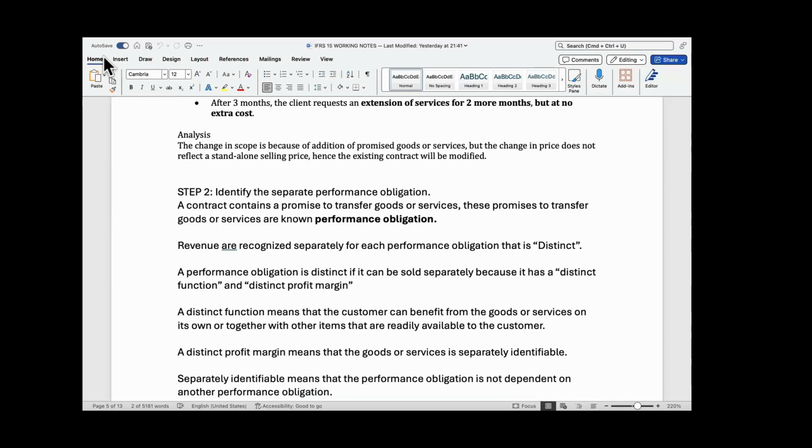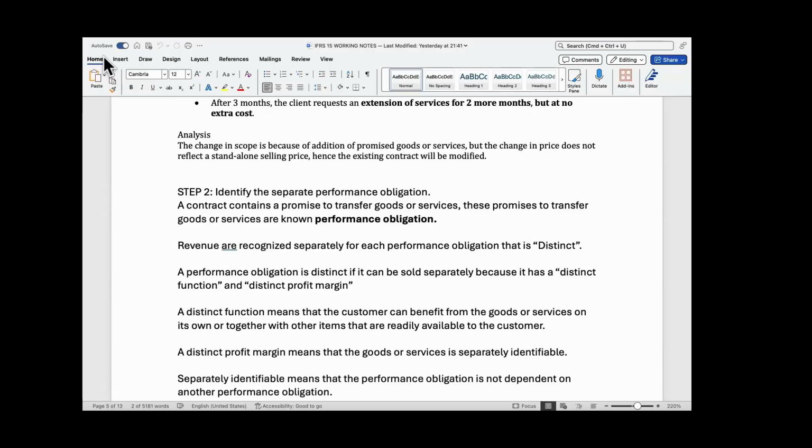Now, what we discussed in step 2 is that when you have a contract, you need to be able to identify each good or service that you are offering. And each good or service that you identify as being separate means that they are distinct.